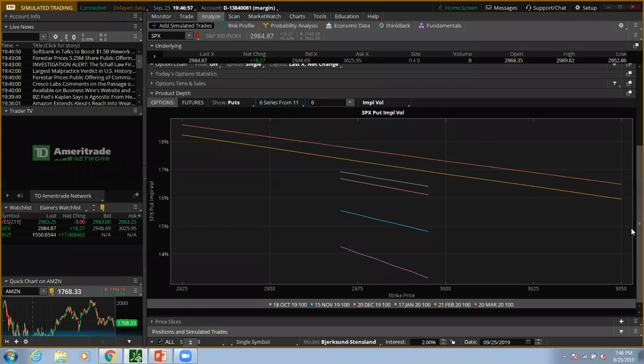The way that I think about it is that the weighted vega calculation I use to actually look at the money options.